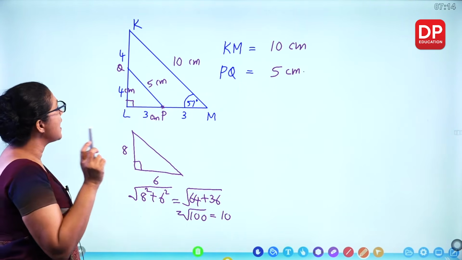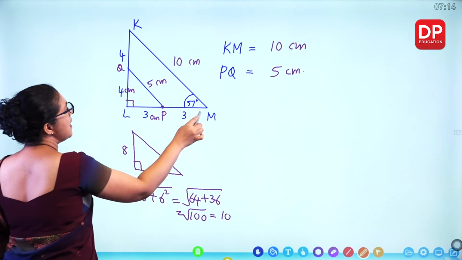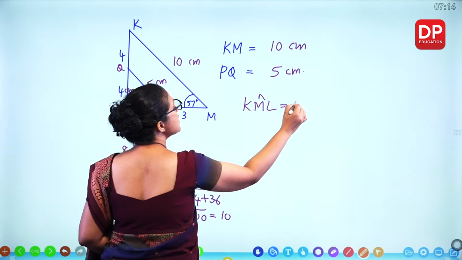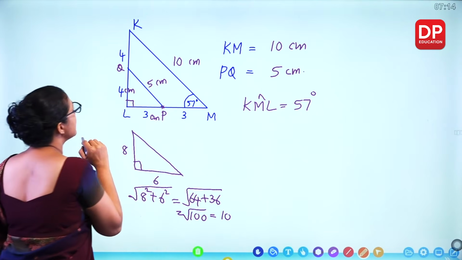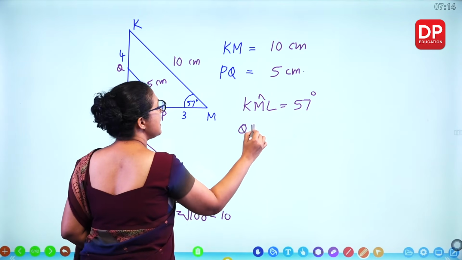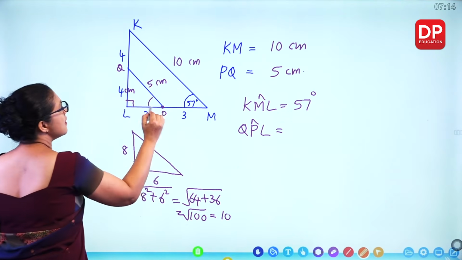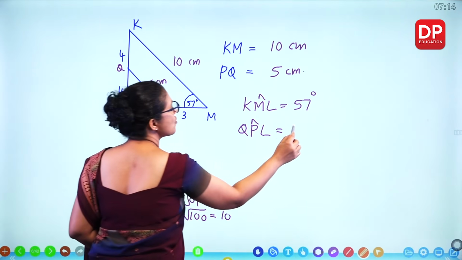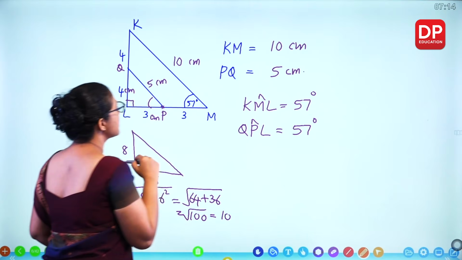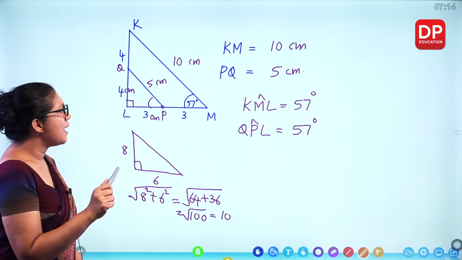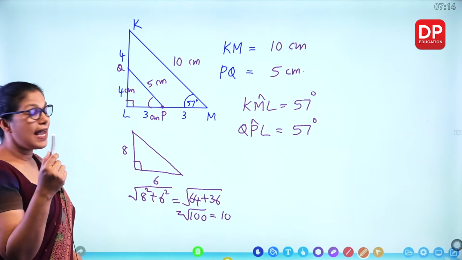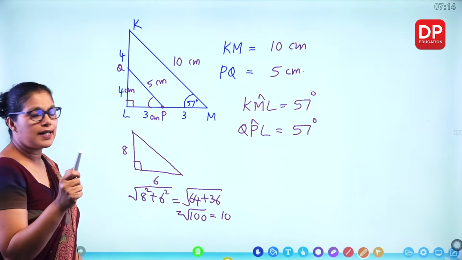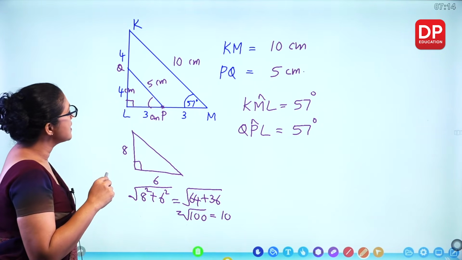And if you measure the angle, if KML angle is 57, what's this angle? QPL angle. You will get the same angle as this, 57. So this is also 57 degrees. So what is P? Midpoint of LM. Q is midpoint of KL. When you connect the two midpoints, this is the line segment through the midpoints. That's PQ.